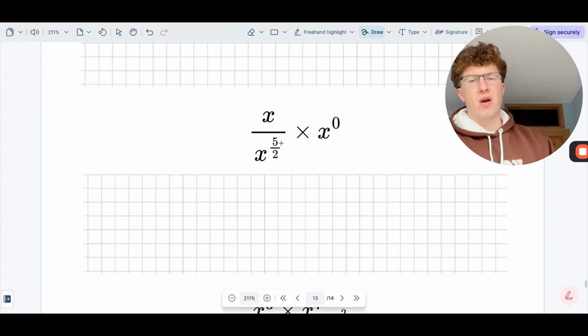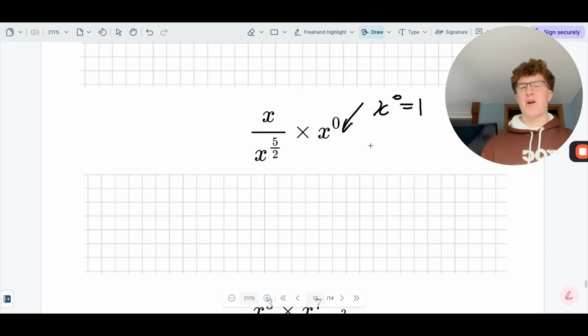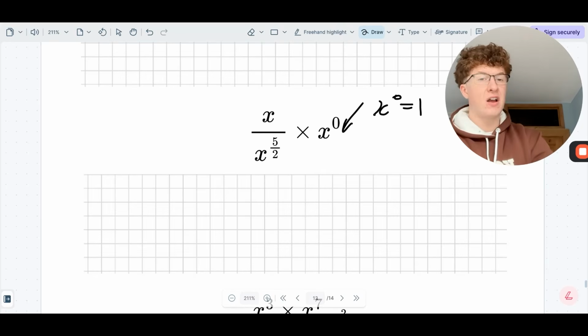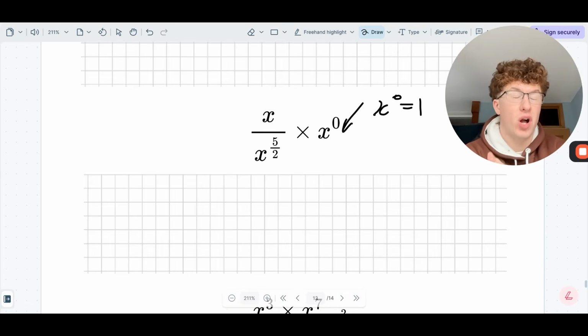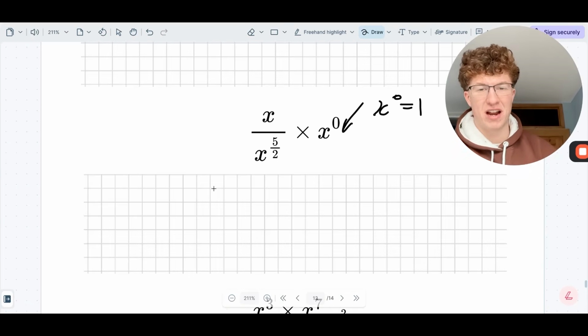X over x to the power of 5 over 2 times x to the power of 0. Immediately, x to the power of 0 is just 1. Anything to the power of 0 is 1. You can try it on your calculator, put any number to the power of 0, you're always going to get 1. So we can just ignore this. This is just multiplying by 1, so we can disregard it.